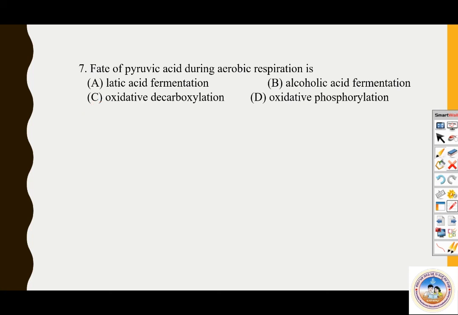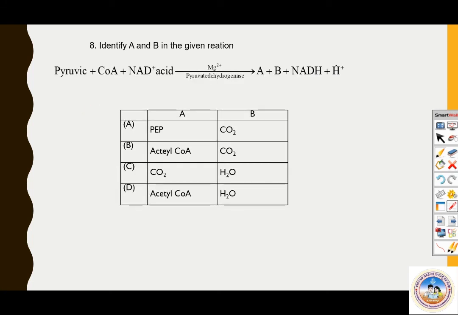Now, identify A and B in the given reaction. So identify what is A and B in the next question. What is it? Pyruvic acid plus coenzyme A plus NAD, that is nicotinamide adenine dinucleotide, in the presence of pyruvate dehydrogenase plus magnesium 2+. What will it give rise to, children? What is A and B? Definitely A is nothing but acetyl CoA and B is nothing but your carbon dioxide. Yes or no? So what is the option for the eighth one? Again, it is nothing but your B.